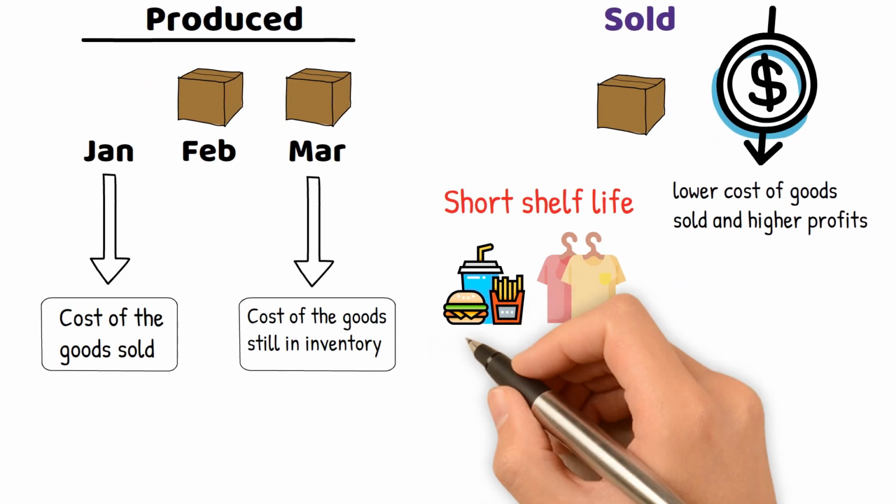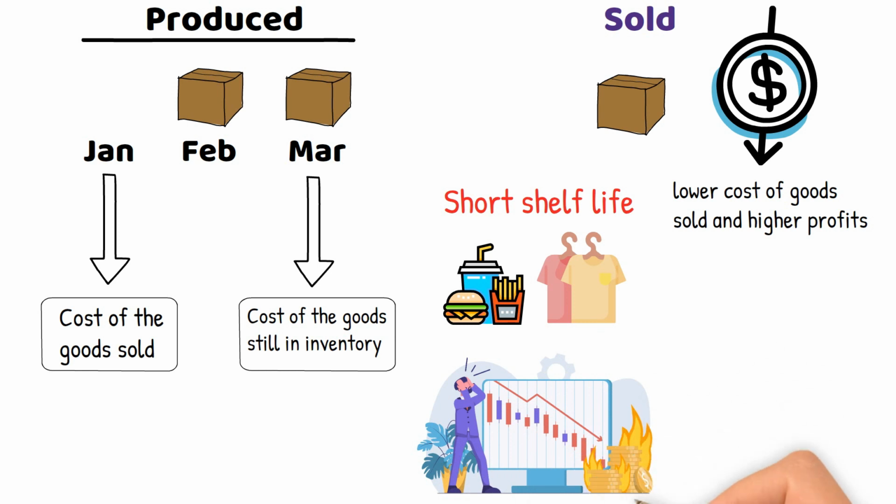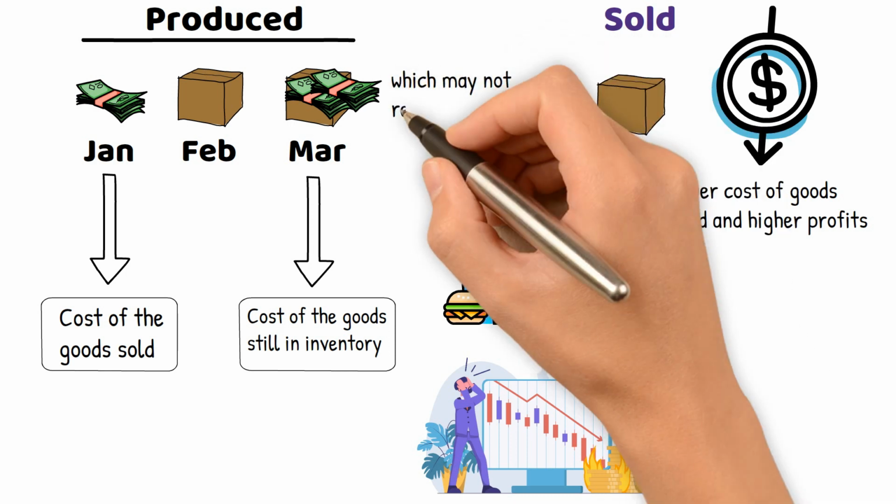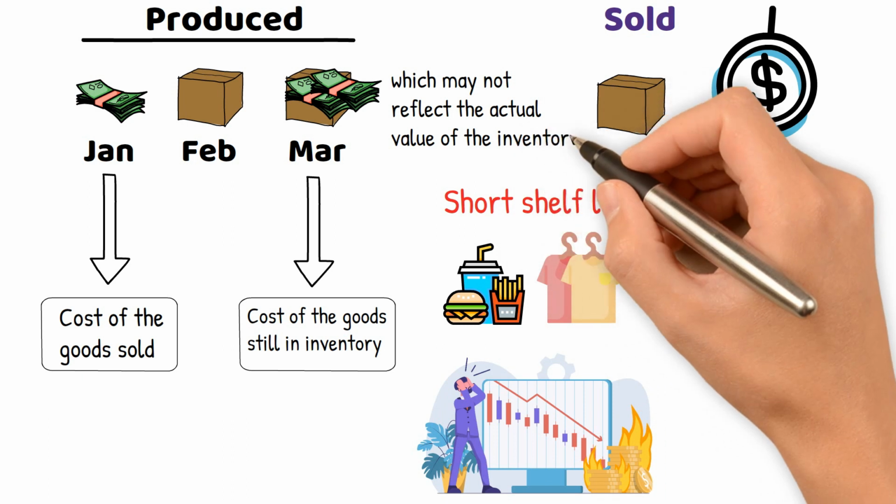One of the drawbacks of FIFO is that it can lead to distorted inventory valuation during times of inflation or rising costs, as the cost of the newest inventory items may be higher than the cost of the oldest items. This can result in a higher valuation of inventory and higher profits, which may not reflect the actual value of the inventory.